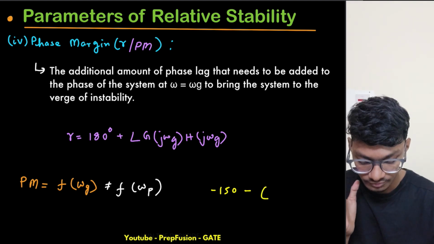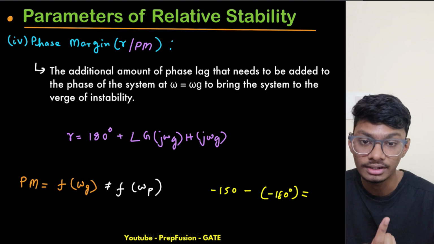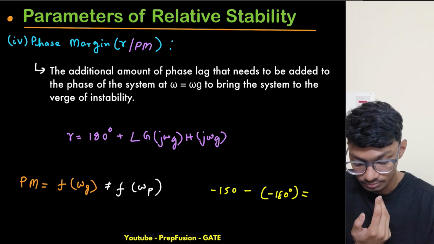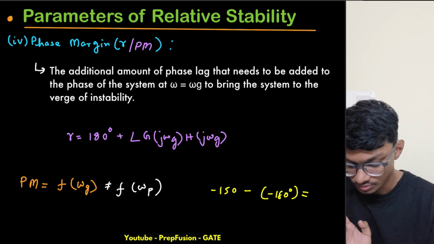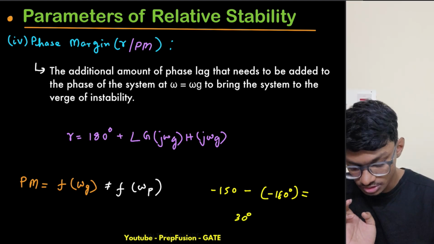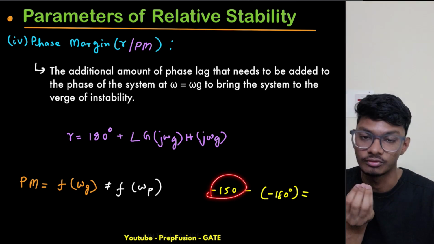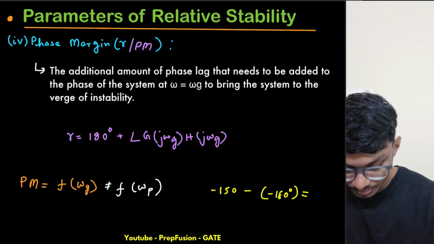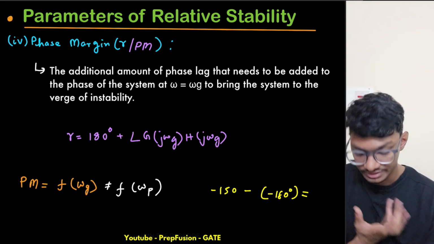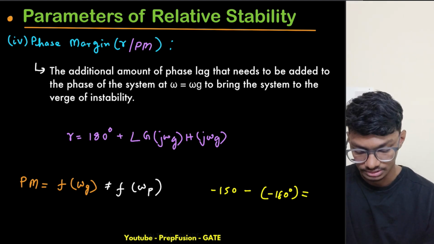Basically if I subtract this minus 180, then I will get the amount of angle that I need to add to get this angle to minus 180 degrees. So what is the angle? It is basically 30. From minus 150, minus 30 I need to add, right? But as phase margin is a positive number, that's why we tell it like this.